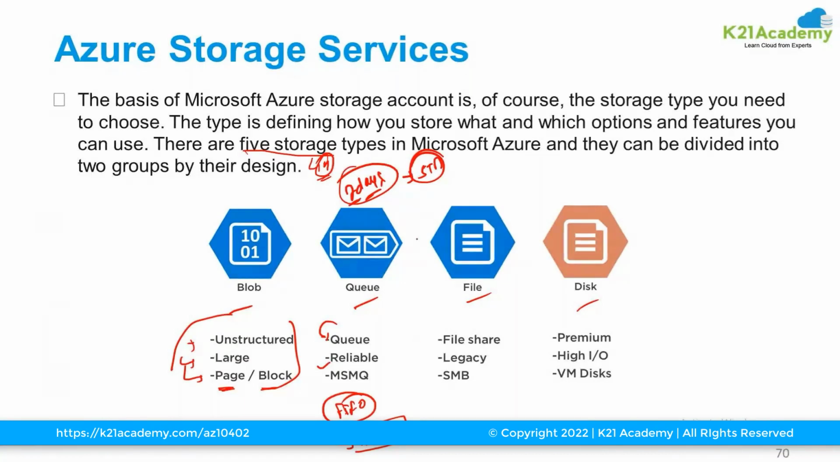When we are talking about file, we can use this service for file share. It is mentioned as legacy because you can connect your file share service to your on-premises file share server. So it supports legacy infrastructure also, and it works on the SMB 3.0 protocol, which is Server Message Block, I think. And then we are talking about disk. Premium disk is there, high input output disk is there, and VM disks are there. Different kinds of HDD and SSD configurations are there once you choose different types of disks.